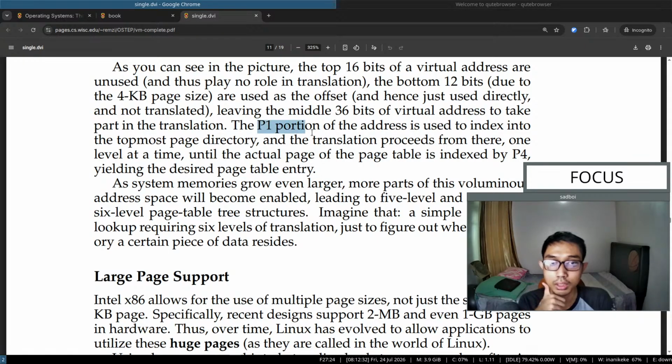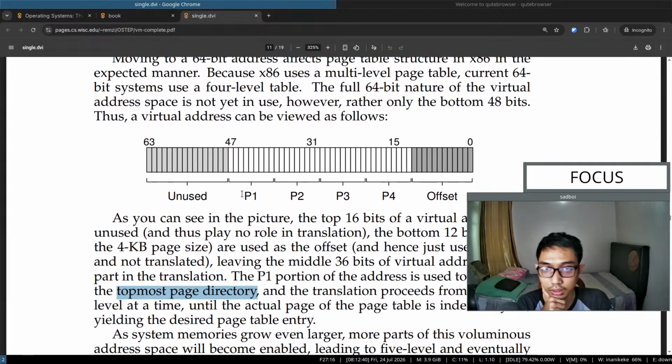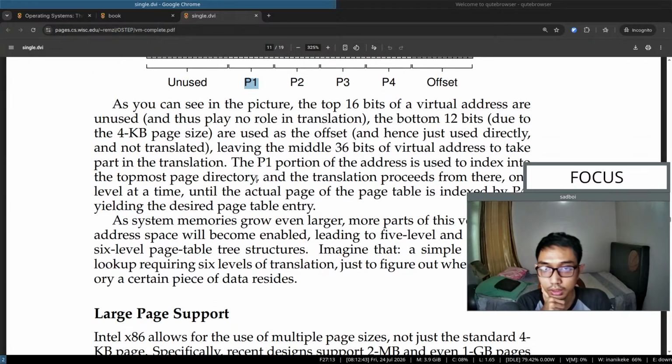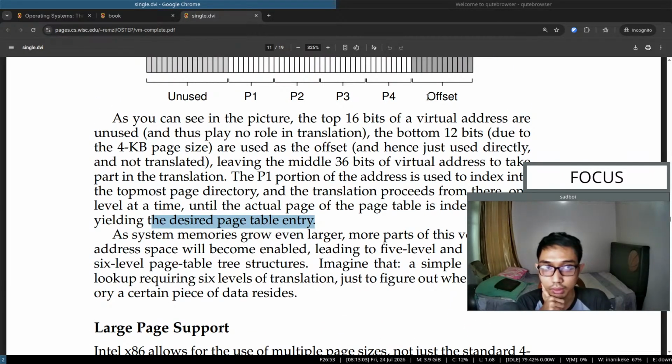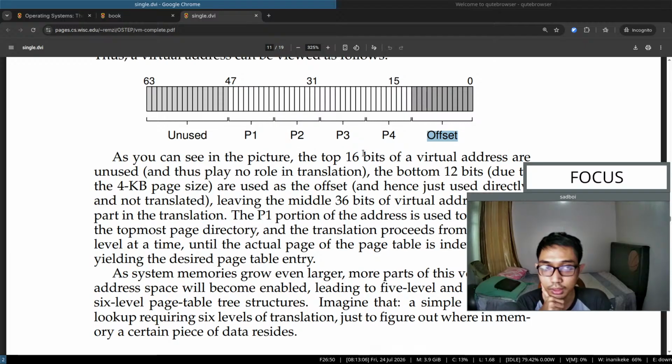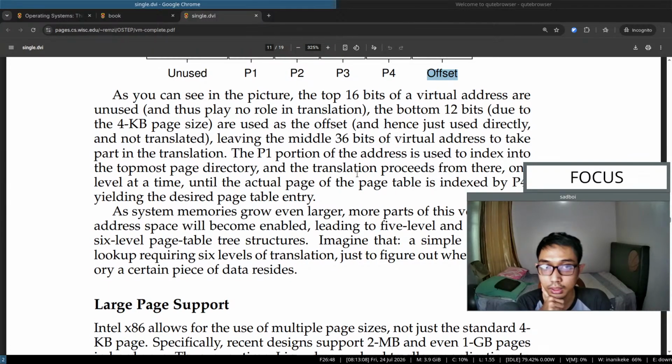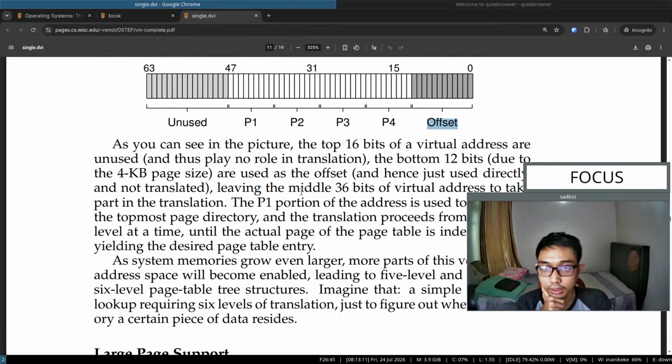The P1 portion of the address is used to index into the topmost page directory, and the translation proceeds from there one level at a time until the actual page of the page table is indexed by P4, yielding the desired page table entry, and then we get the data from this offset. We get the actual data by adding this offset, something like that.